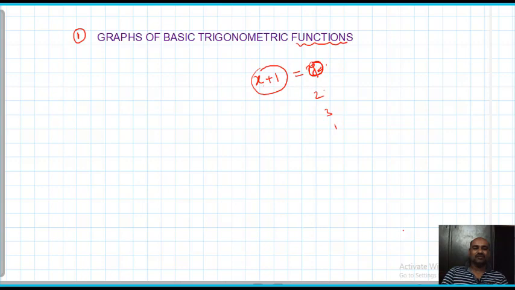X is 1, y is 2. X is 2, y is 3. X is 0, y is 1. The value of y depends purely on x. That's why y is treated as the dependent variable and x is called the independent variable. The general definition of a function in mathematics: the dependent variable is called a function with respect to the independent variable. Now I can call y a function with respect to x.